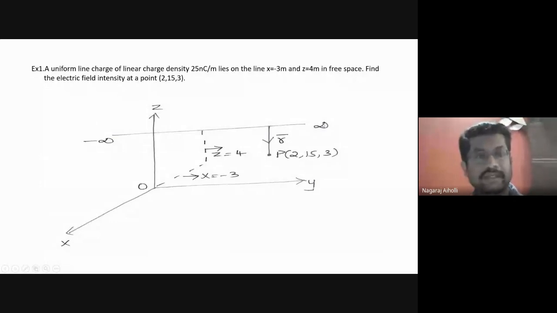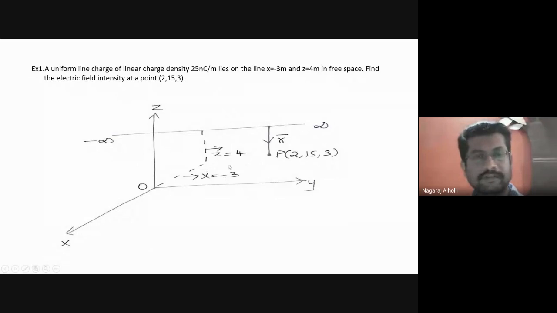Then we have to find the electric field intensity at a point (2, 15, 3). There is some point here, which we can take in the yz plane. At this point, what is the electric field intensity that we are supposed to calculate? So this is our problem statement and the understanding of the problem. We know what all are given. Write down the given data first and then we'll continue with the solution of the problem.